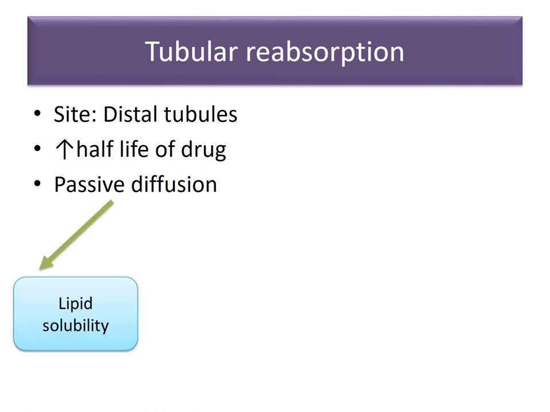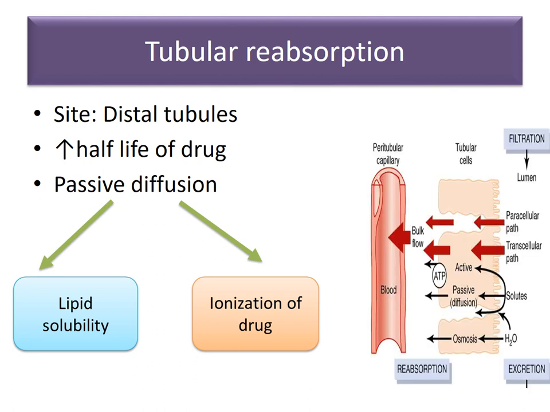It depends upon the lipid solubility and ionization of the drug. For excretion, I have told the drug should be water soluble and polar. For absorption, it should be lipid soluble and non-polar. So here also reabsorption depends upon lipid solubility and ionization. If the drug is more lipid soluble, there is a chance for absorption from the distal tubule. And if the drug is non-polar, again there is a chance for absorption from the tubular region.